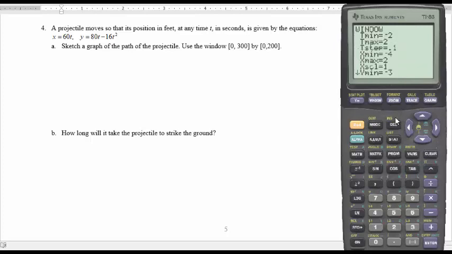We'll put in the window of, well, with t, and this is where you have to think a little bit, right? So t in this case is the time. So the time starts at 0 when the projectile is launched, right? And how long is it going to go for? Well, it's basically going to go until it hits the ground. So I guess maybe we can go until like 5 seconds. That should be enough. And they'll tell us to use the window 0 to 300.